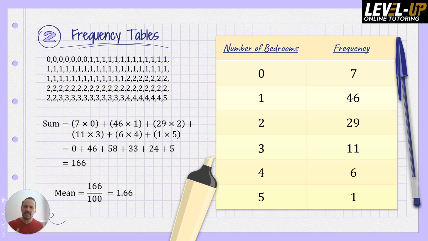So when we say the mean is 1.66, we're saying that on average these properties have 1 to 2 bedrooms, sort of closer to 2 really than 1. That's essentially what that means. So we don't have to round to the nearest whole number, unless of course the question that you're posed asks for that, in which case, yeah, of course, round. So that's an example of dealing with frequency tables.